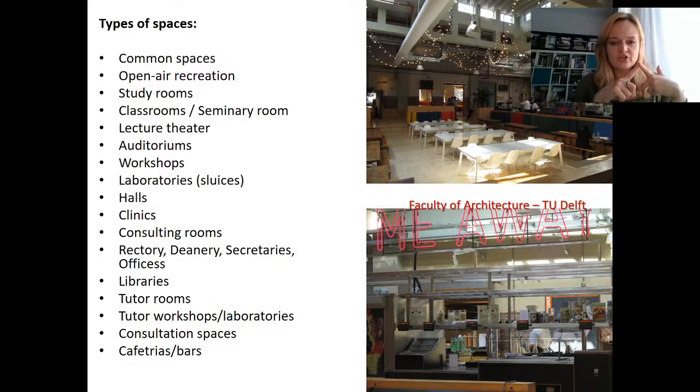Open air recreation, which should be a part of every campus, every university. Study rooms, classrooms, seminar rooms, lecture theaters, auditoriums, workshops, laboratories. I've put here libraries, which is very important, and I will discuss that later on, but especially nowadays, we will probably need to design more libraries than before. Halls, clinics, consultation rooms. Of course, clinics are for veterinary or medical schools.